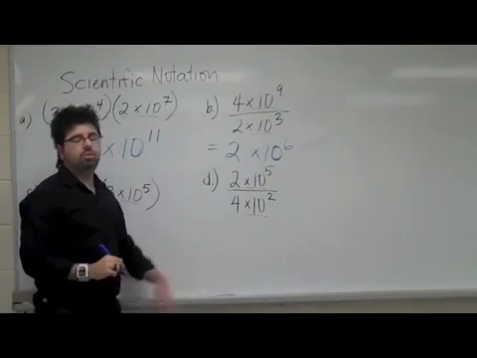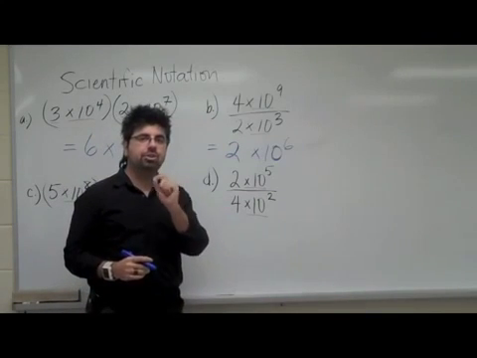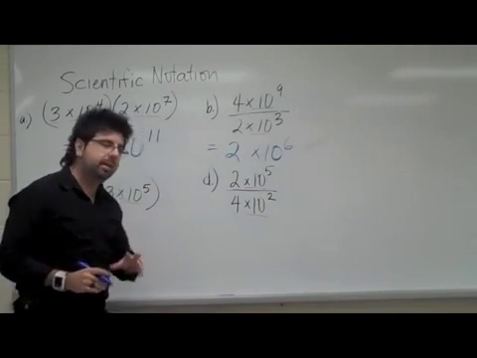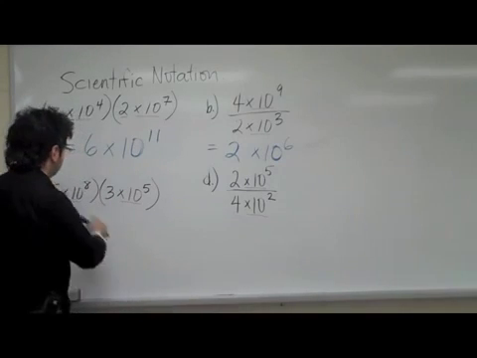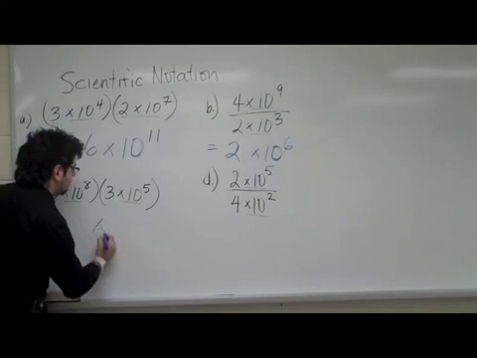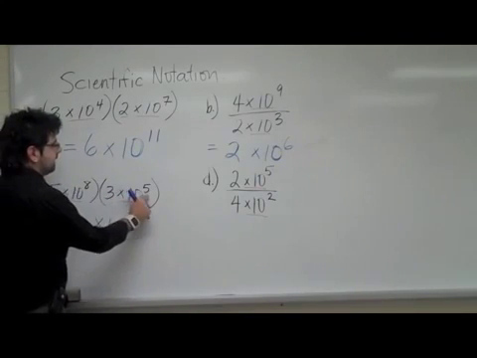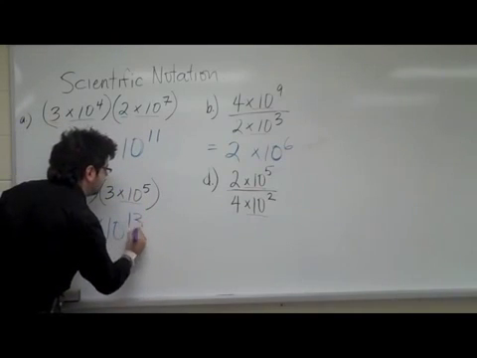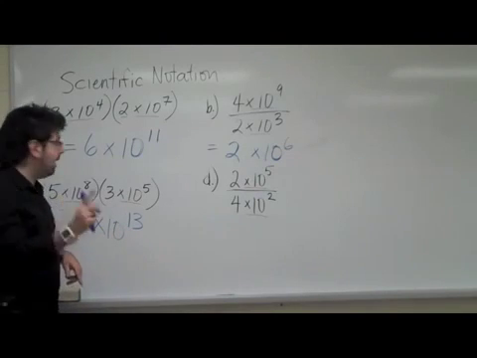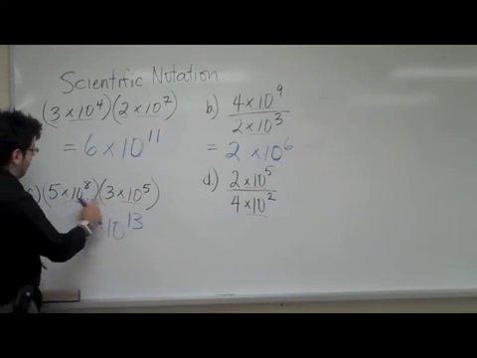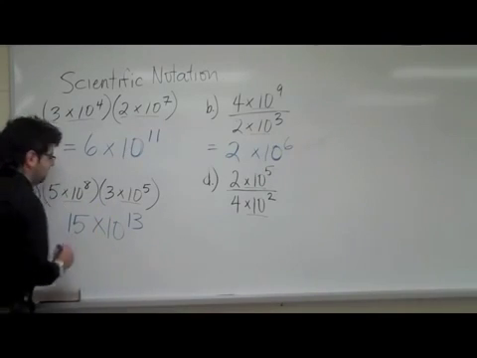Now, these next two look just as simple as the others, but there's one additional step that you need to include at the very end. I'm going to talk to you guys in a second about that. So, same rules apply. We're multiplying, so we keep the base, the times 10. We add the exponents. 8 plus 3 is 13. So we know our answer is something times 10 to the power of 13. Now we take our values, 5 times 3, and we get 15.